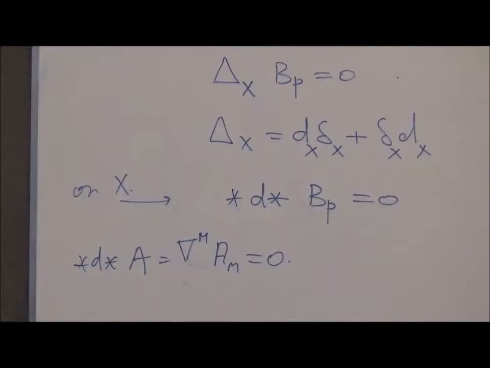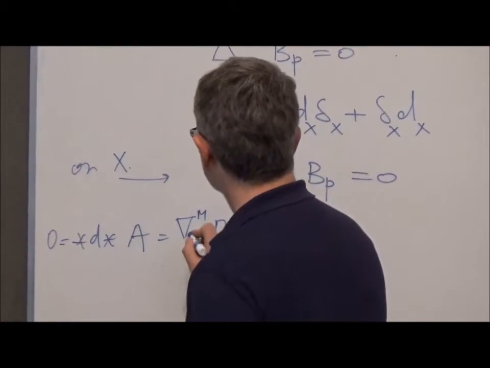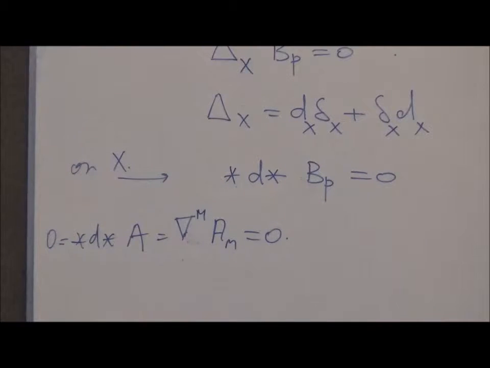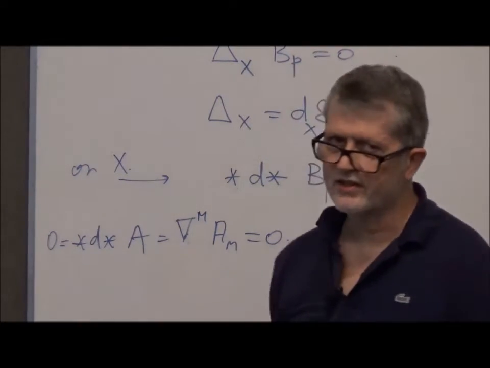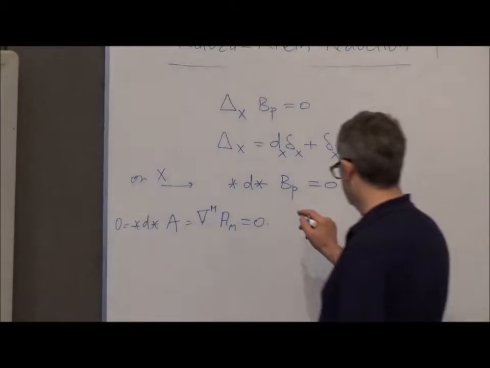If you do that, if you say 0 is equal to, then that's the same as the covariant divergence of A is 0. It's a gauge fixing condition for a gauge field. And likewise, if you have antisymmetric tensors, they also have gauge symmetry. And what this is for is to gauge fix them.